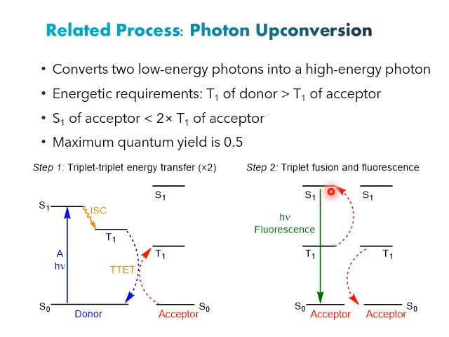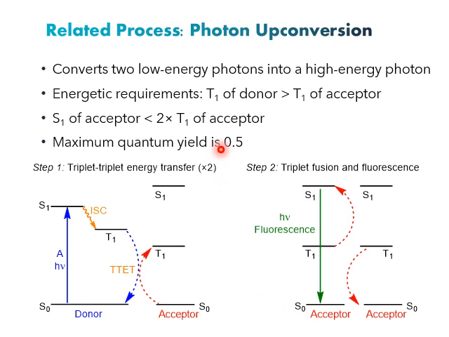But it generates a singlet excited state and a singlet ground state, and from that singlet excited state, you can then get higher energy fluorescence. So it's possible in this process to use 2 low energy photons to excite the donor, and then at the end of all of this, higher energy photons are emitted from the acceptor. So that's why we call it photon upconversion.